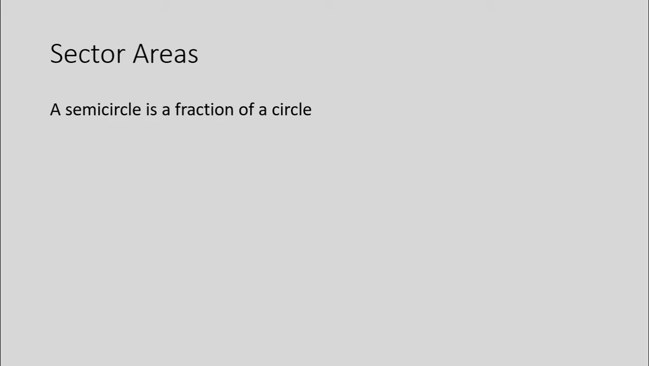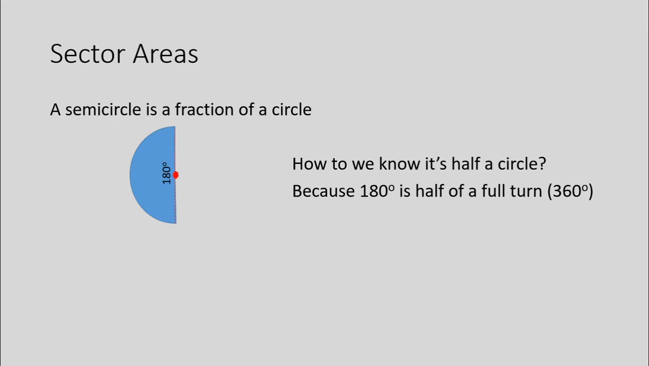Sector areas, again, remember I was talking about them being a fraction of the circle. Well, a semicircle is definitely a fraction of a circle. This is half of a circle. Now, how do I know by looking at it that it's clearly half of a circle? Well, if I plot that center point and I draw the two radii out from the center out to the ends of the arc that encloses that sector, you'll see that I made a straight line, a 180-degree angle. And 180 degrees is half of a full turn, half of 360 degrees.